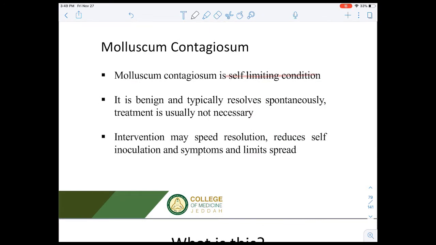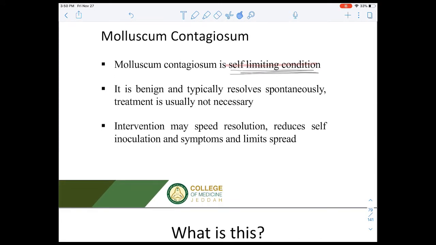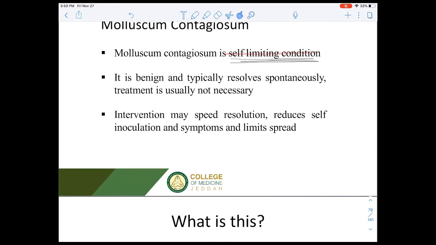Molluscum contagiosum is a self-limiting condition, so you wouldn't need to treat it. You would just need to reassure the mother or the father or the adult person that it would eventually disappear. It's benign and usually resolves spontaneously. You might do some intervention if you want to speed the resolution, reduce the self-inoculation and the symptoms, and limit the spread of the lesions themselves.